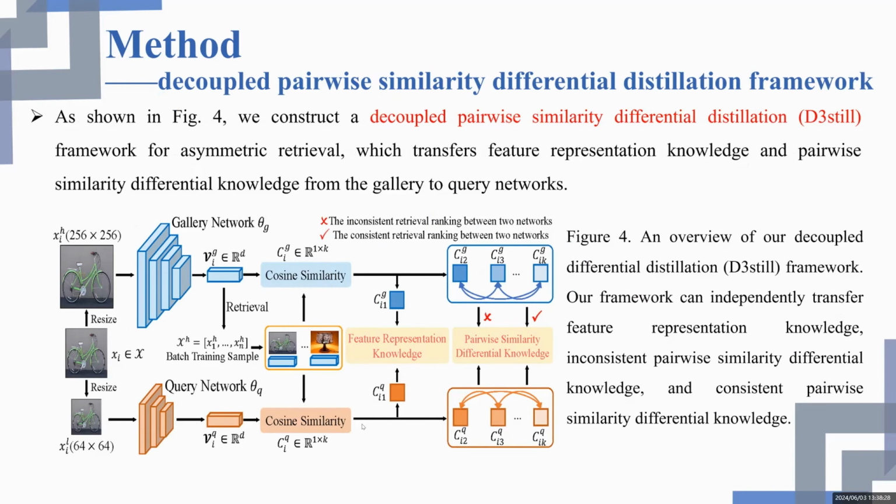As shown in Figure 4, we construct a decoupled pairwise similarity differential distillation, D3still, framework for asymmetric retrieval, which transfers feature representation knowledge and pairwise similarity differential knowledge from the gallery to query networks.